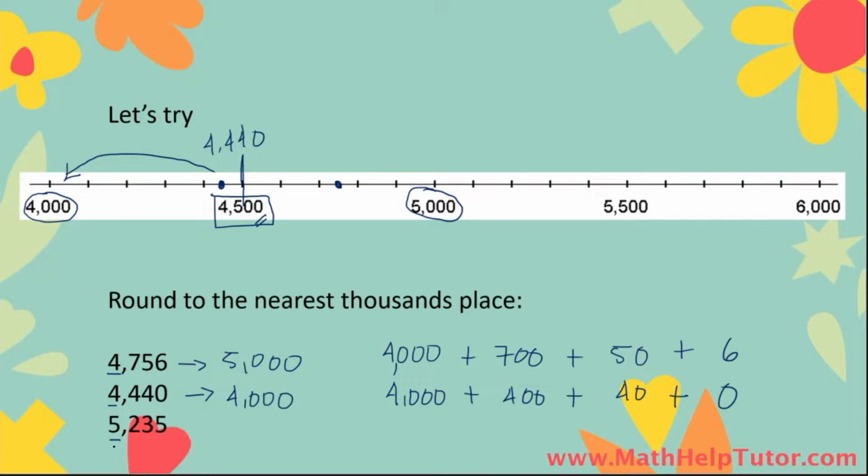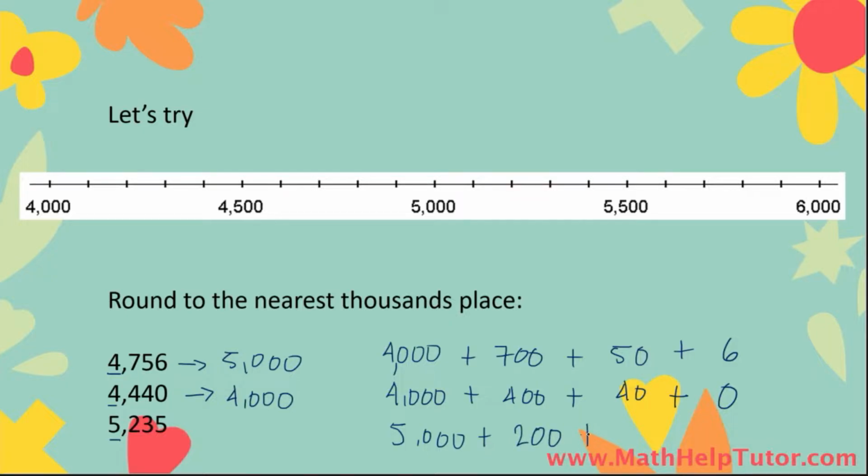Next, let's consider 5,235. So let's write the expanded form of our number. That's 5,000 plus 200 plus 30 plus 5. So you can see that the current thousands place is 5,000, this one over here. So what comes after 5,000? What's the next thousands place after 5,000? That should be 6,000. Next, we determine the value between 5,000 and 6,000, which should be 5,500, which is over here in our number line.